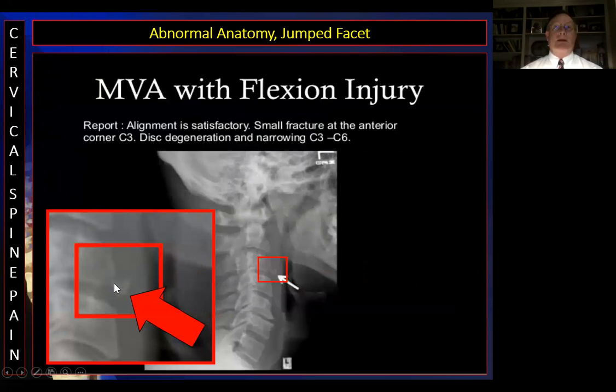And we can't miss that in the ER. We can't send those patients out. Here's an avulsion fracture off the tip of the anterior inferior aspect of C3. And then degenerative change at C5-6.